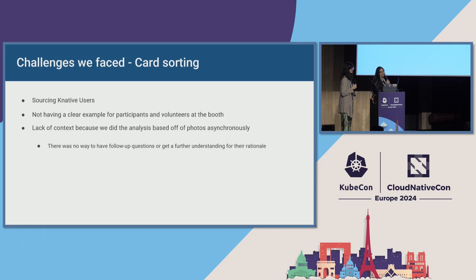And this leads us to the third issue, which was a lack of context in analyzing. So me and Mariana were analyzing the study results from the photos. But unfortunately, because it was already anonymized, we did not have a way to ask any follow-up questions to get a further understanding of people's rationale. So like we mentioned, in the future, it would be good to either have people taking notes or having some kind of video or audio recording of the actual process of sorting and having people ask questions as the study was being conducted.